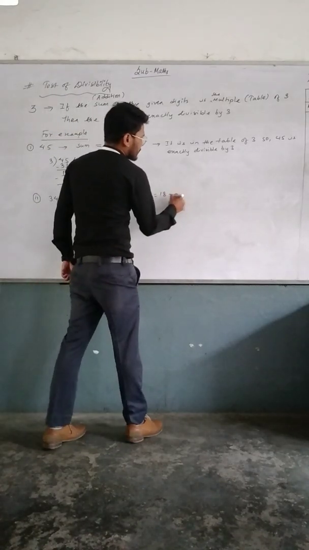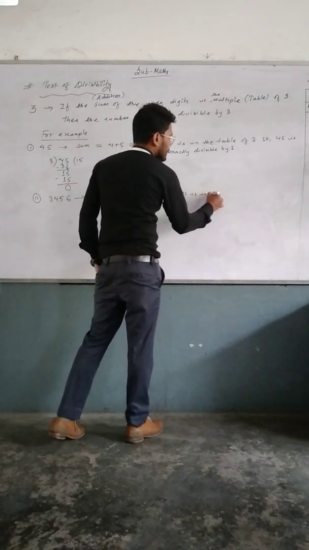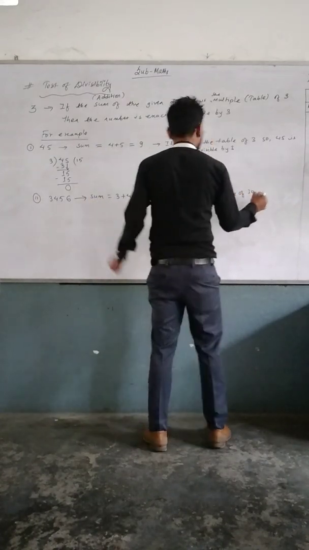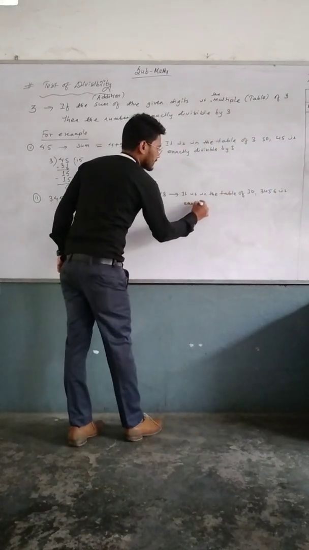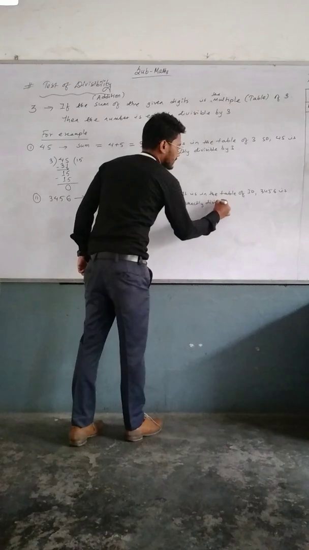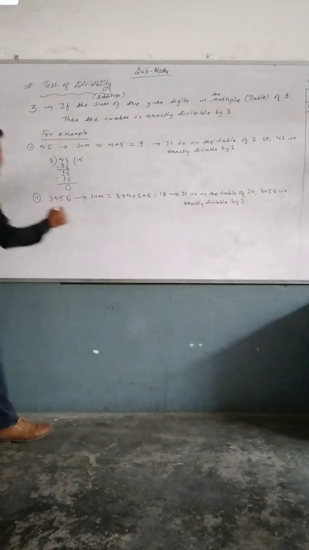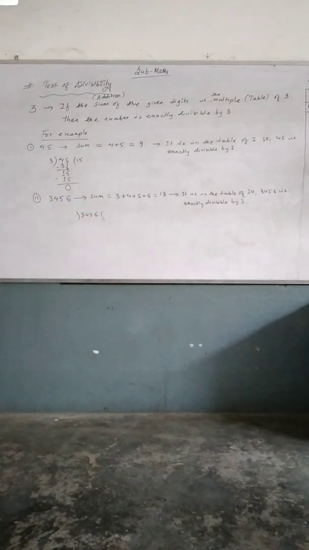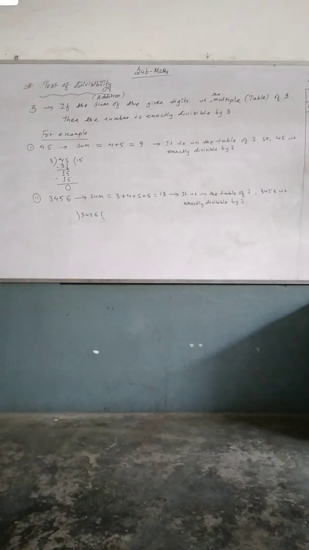18. Now check. Is it in the table of 3? Yes, sir. It is in the table of 3. So 3, 4, 5, 6 is exactly divisible by 3. Now let us check. 3, 4, 5, 6. Oh, 30. Mistakenly wrote 30 here. Thank you. Now look here.